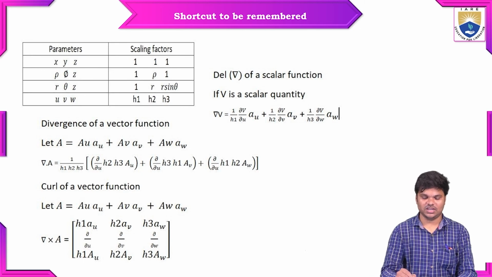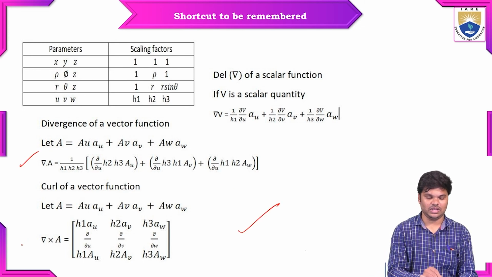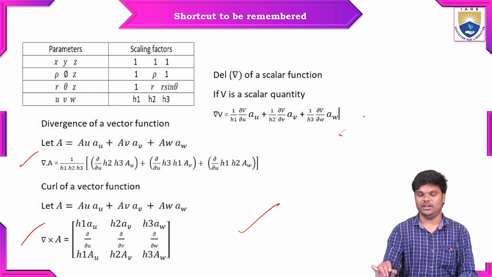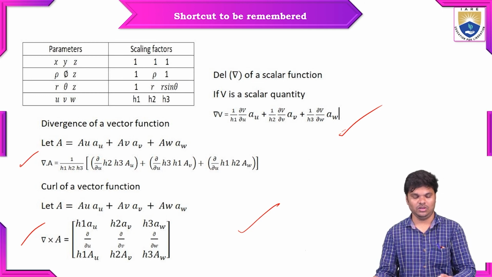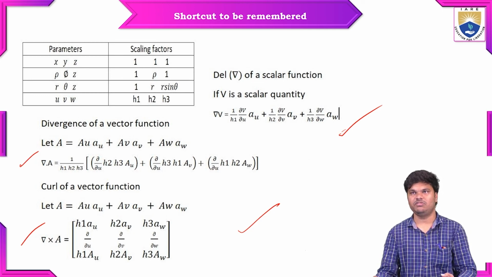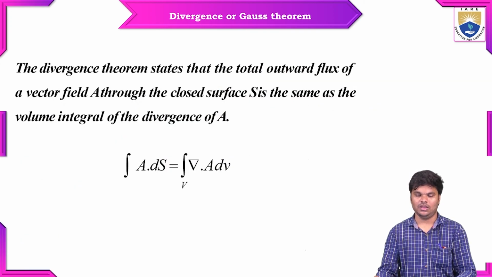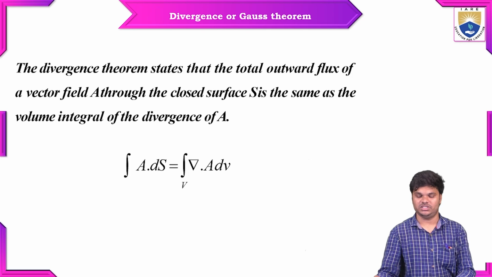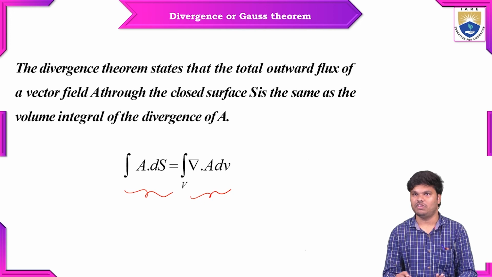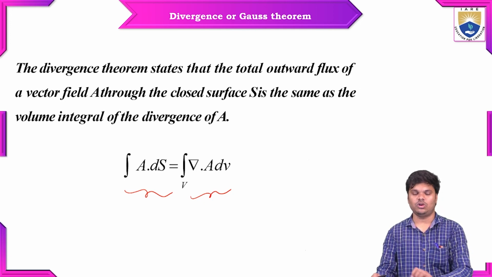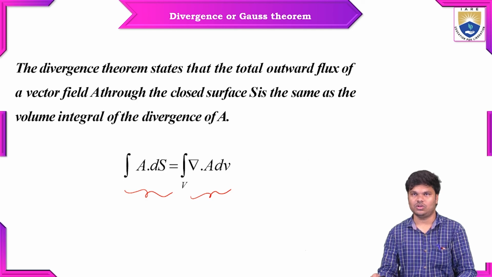And here also with these shortcuts we can find out divergence, curl of a vector, and gradient of a scalar. If you just remember these scaling factors, you can get these things for any coordinate system. Okay. Let's look at Gauss divergence theorem. See here I am not going to give proof for this theorem. You just remember that the surface integral of a vector is nothing but the volume integral of the divergence of the vector. That means the total outward flux of a vector field A through the closed surface is the same as the volume integral of the divergence of A.